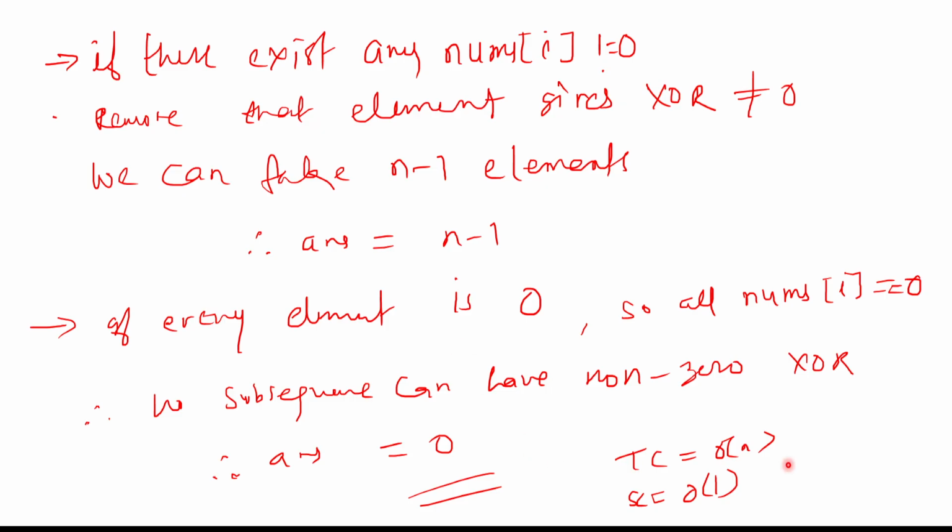If you try this approach, definitely you have to traverse through all the elements, so you will get O(n) time. For the space, we are not taking extra space, right? We will use the XOR operations only, so you will get O(1) space.